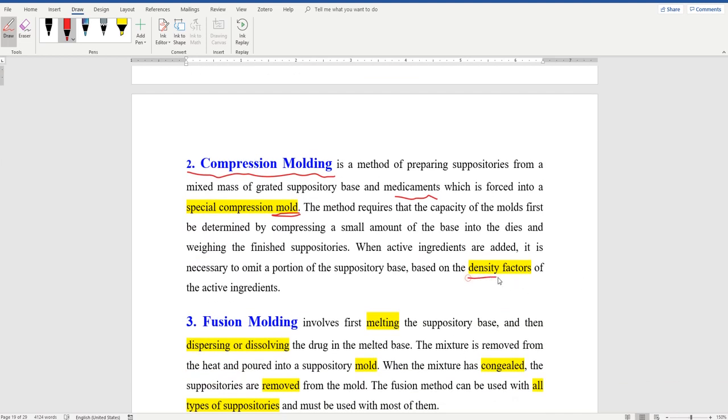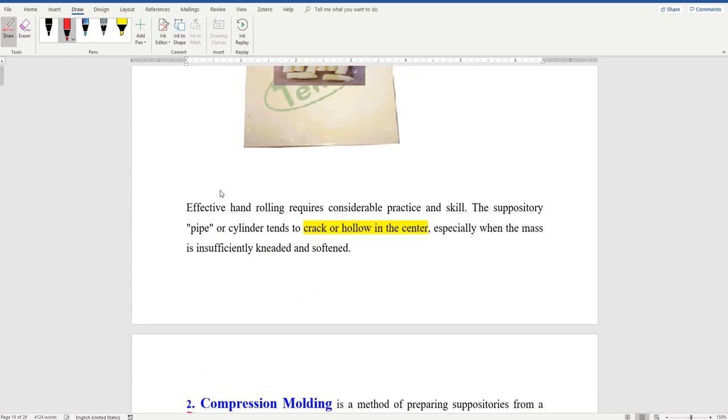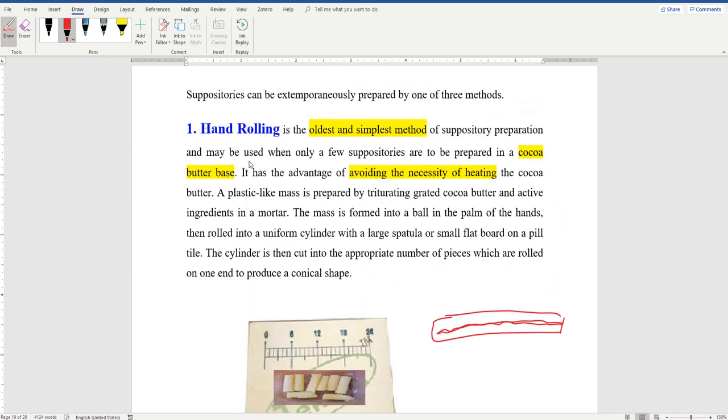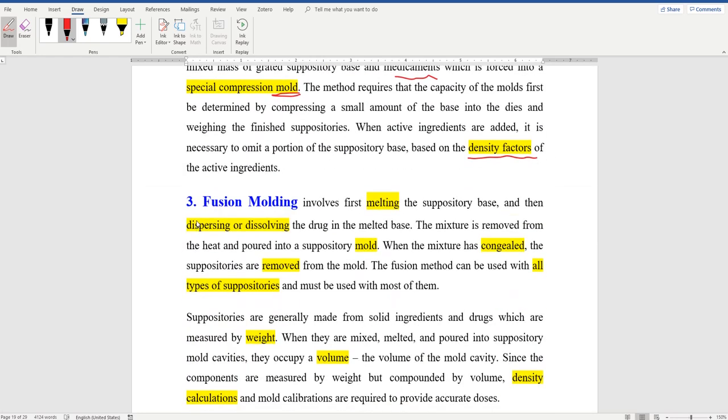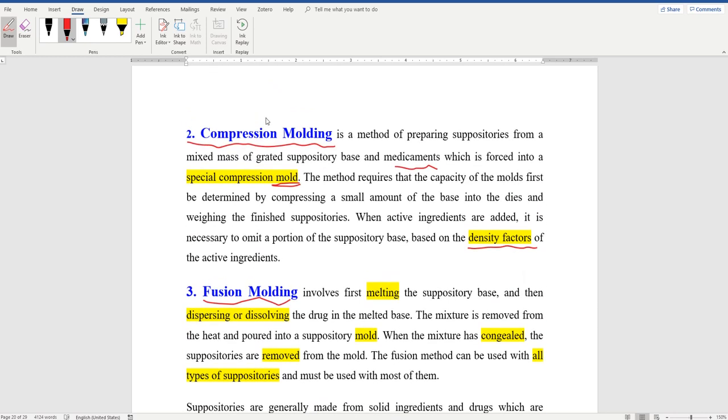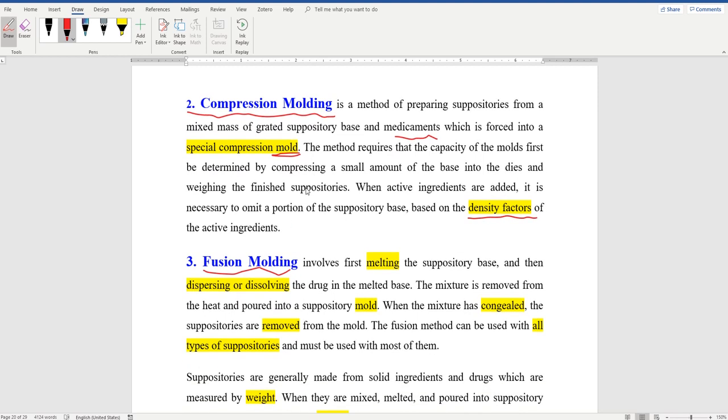Here we have a problem in preparing suppositories by compression molding. This problem does not exist in hand rolling, but the same problem exists in fusion molding. So we have a common problem between compression molding and fusion molding, which I will discuss later. It is related to having the suppository in a specific volume, which is in the mold. Of course, the volume of the mold. What controls the volume is the mold itself.